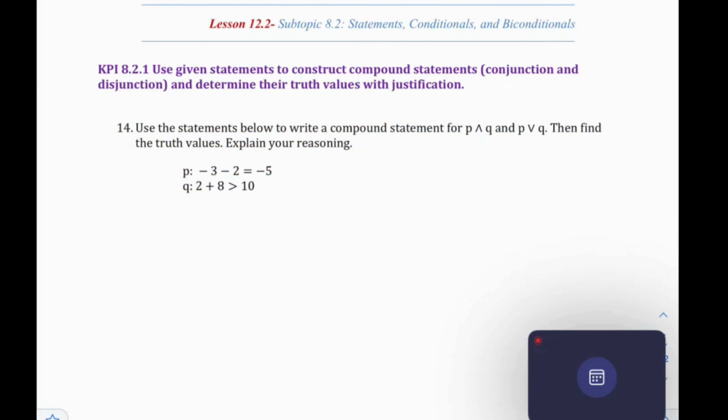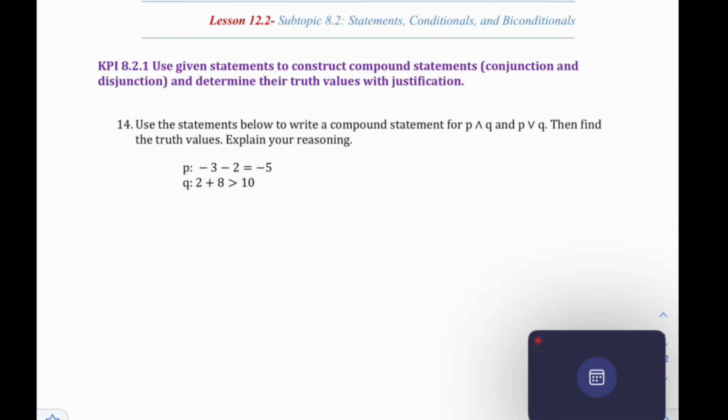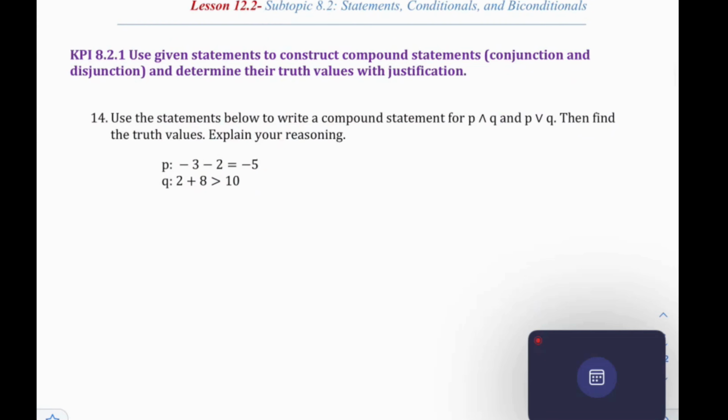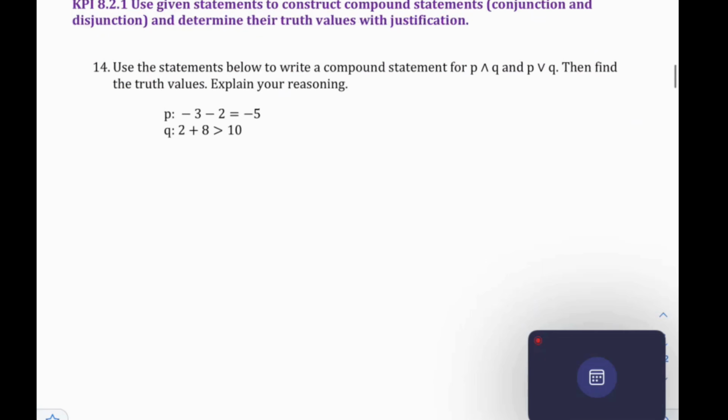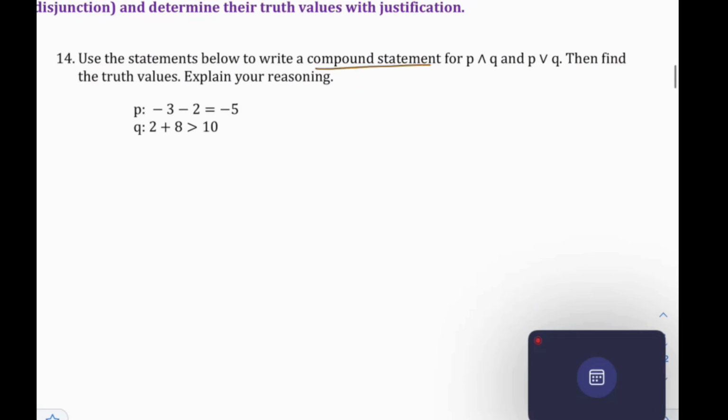Okay, that was enough for us for lesson 12.1. Let's move to 12.2. 12.2 is talking about statements, conditionals, biconditionals, etc. So let's see here the first part. Use the statement below to write the compound statement for this and that.